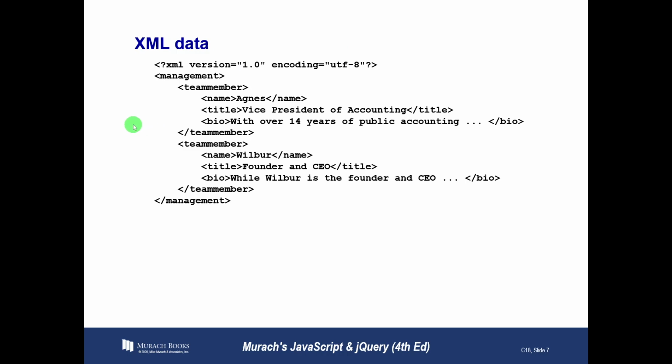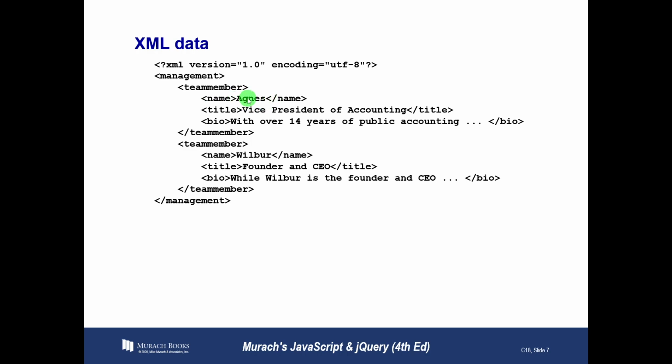Okay. So here's an example of some XML data. HTML actually was developed from this idea of XML. So here's some data, and you can see we have management here. It does look like an HTML tag. Here's the beginning of our management section, and here's the end of the management section. Okay, and here is the definition of a team member and the closing for the definition of the team member. And a team member has a name, a title, and a bio. So here's the beginning of the name, here's the end of the name, and Agnes is in the middle.